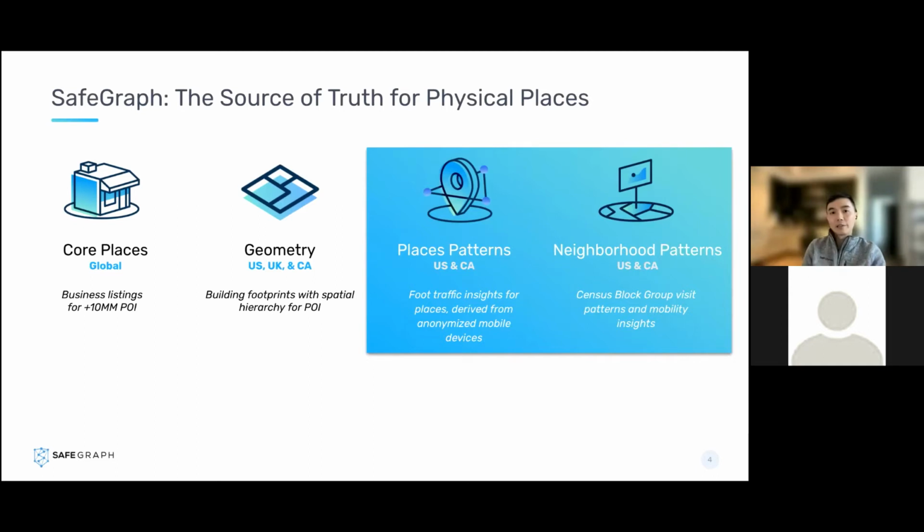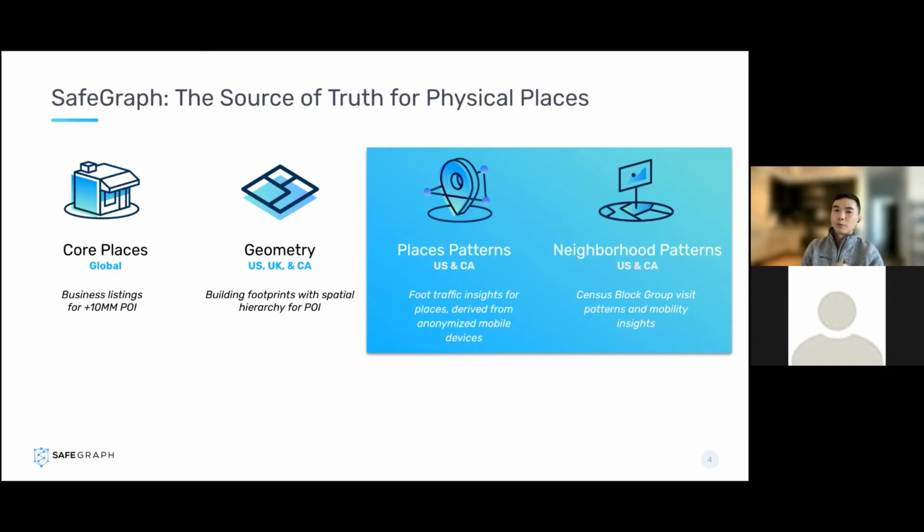This type of data is based off aggregating anonymized mobile device GPS pings, which I'll talk about in the next few slides. But you can imagine the same aggregation, same large scale data processing, can be used to aggregate those device pings to different shapes, basically different geometries. And so we also offer a census block group aggregated foot traffic data set called our neighborhoods patterns product. This is available in the US and Canada.